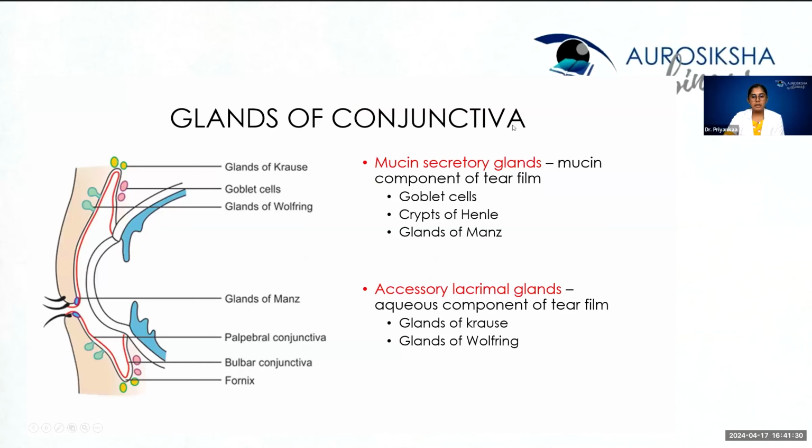To touch upon the glands of conjunctiva, we have already discussed the accessory lacrimal glands in the lacrimal system, which are the glands of Krause and Wolfring, present near the fornix, which are responsible for the aqueous component of the tear film. Moving on to the main glands of conjunctiva, which are the mucin secreting glands. As we have already told, it forms the mucous layer of the tear film, or the innermost layer of the tear film, which is secreted from the goblet cells, which are present here, and glands of Manz, which are present here, and some crypts of Henle, which are supposed to be here.